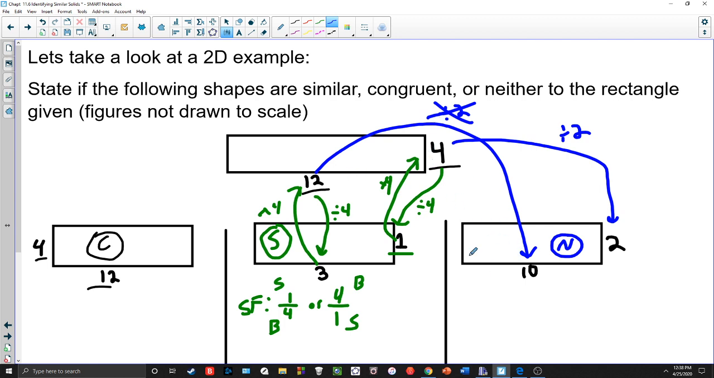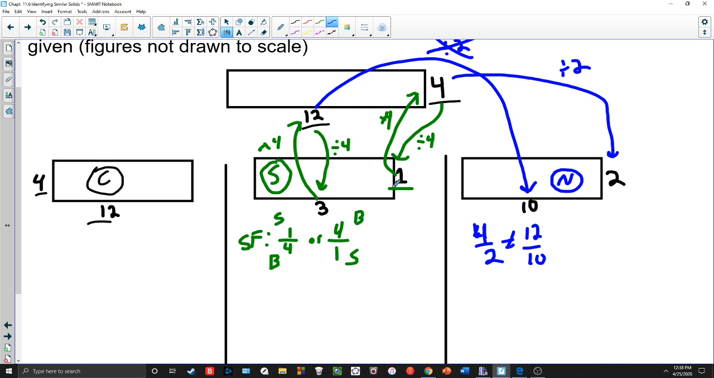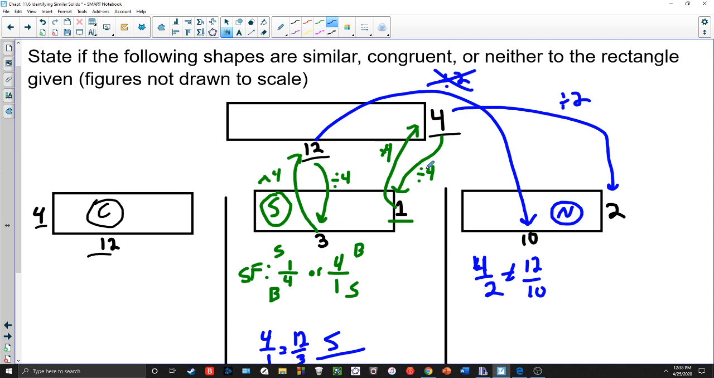Or again, you can even write that as a fraction. 4 to 2 does not match up with 12 to 10. Since those fractions are not equal, you can check them yourself if you want to, then it's a neither shape. Here, 4 to 1 is the same as 12 to 3. So because these fractions are equal, then we know it's similar. And because these fractions are exactly the same, 4 to 4, 12 to 12, that's how we know it's congruent. So similarity has a common multiplier or a common divider. Neither shapes don't.